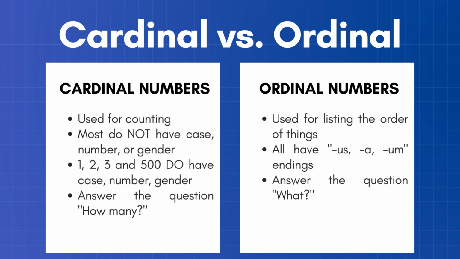Ordinal numbers, on the other hand, are for listing the order of things. First, second, third, fourth, fifth. They all use those first and second declension us, a, um adjective endings, and they're really answering the question what, right? So you might say, what child are you? Oh, I'm the 5th child, right? You're giving the order. It is how these work. So they're fulfilling a different function than the cardinal numbers.